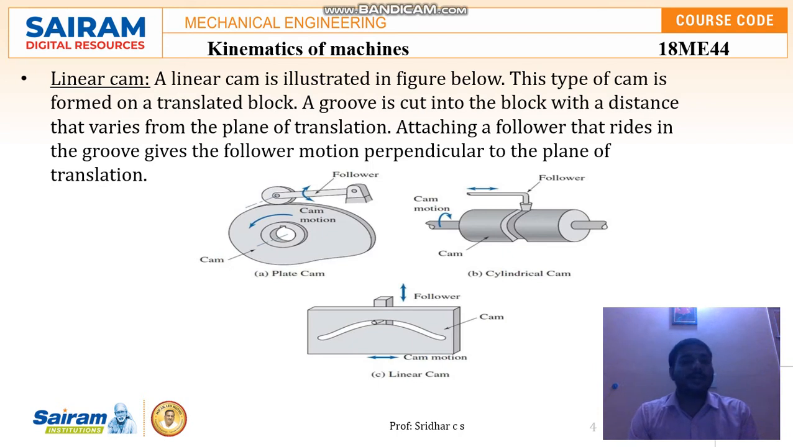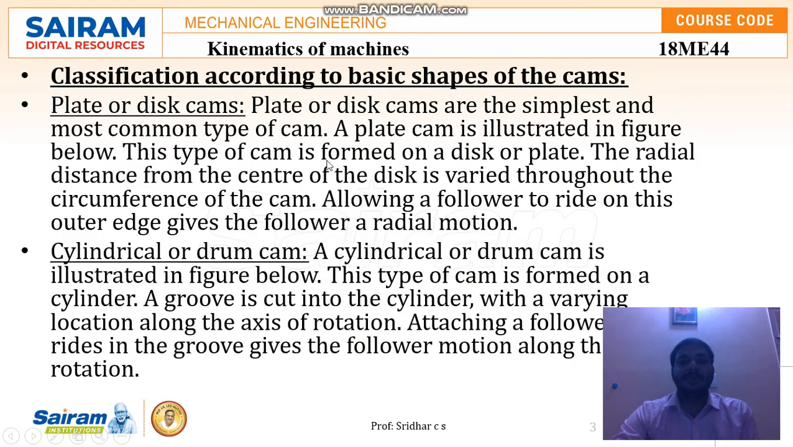The plate cam or disc cam is the most widely and commonly used type of cam in all applications. You can see the groove on the cam shaft, along with which the cam is fixed. We can see the cam moving in this direction. Whenever it starts rotating, the roller follower will be in continuous contact with the cam, and whichever motion it is providing, it can easily transmit that motion to some useful work. So plate or disc cams are a simple and most common type of cam, where a plate cam is shown in the figure. This type of cam is formed on a disc or plate, as we know.